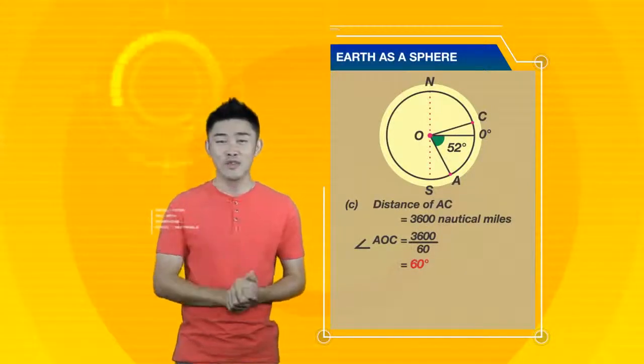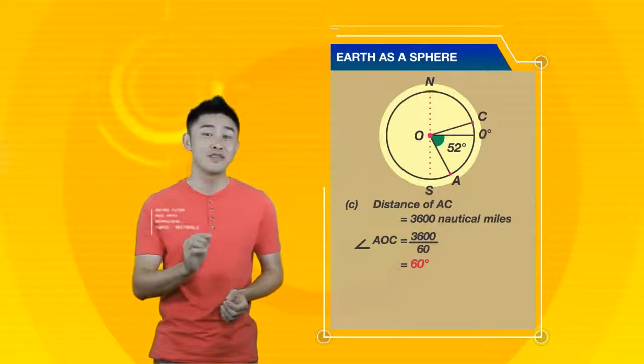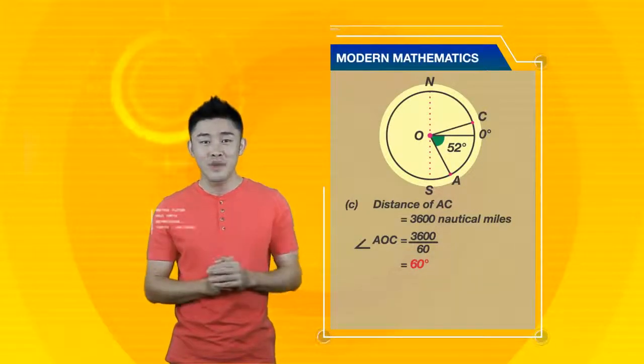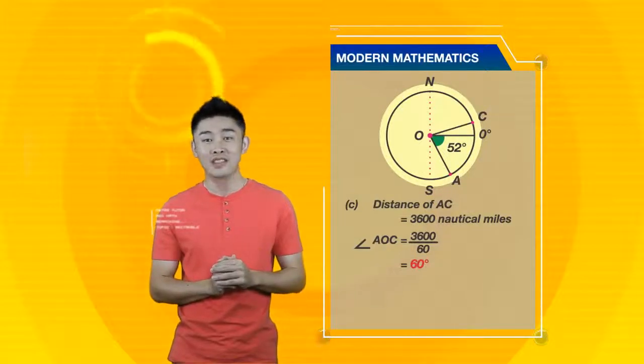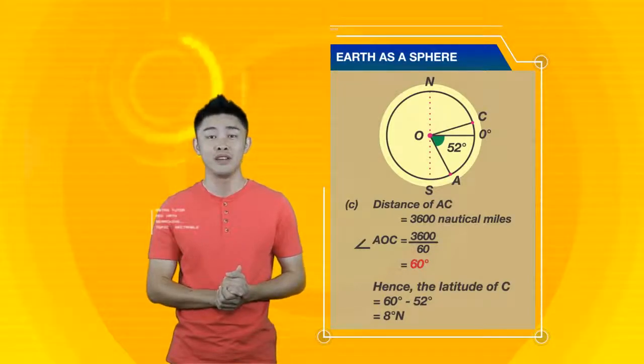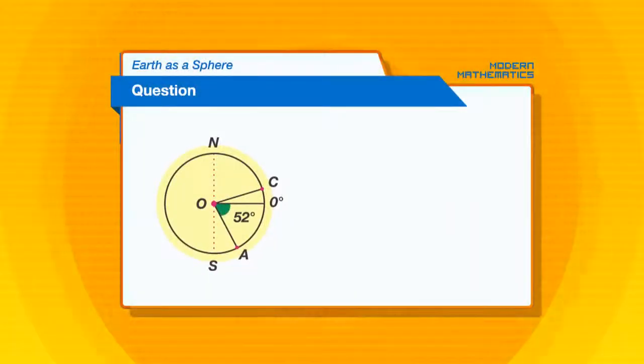If C is due north of A, that means that the distance from A to C is along the meridian. So the first thing that we need to do is find the angle subtended between A and C to the center of the Earth. And for the last part of this question, we are given that D is due west of A and its longitude is 30 degrees west. We have to calculate the shortest distance in nautical miles from D to A as measured along the common parallel of latitude.